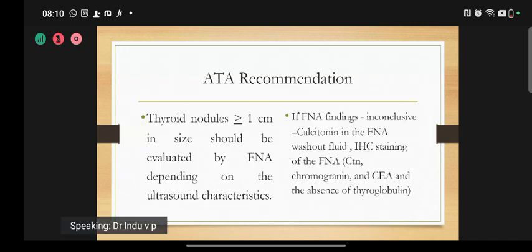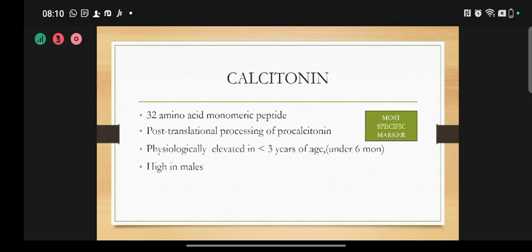So according to ATA, any thyroid nodule of more than or equal to 1 centimeter should be evaluated with FNA according to the ultrasound characteristics. So if it is inconclusive, as we already told, we should go for an IHC. So coming to the specific molecular marker, calcitonin. It is secreted by C cells. It's a 32 amino acid monomeric peptide.